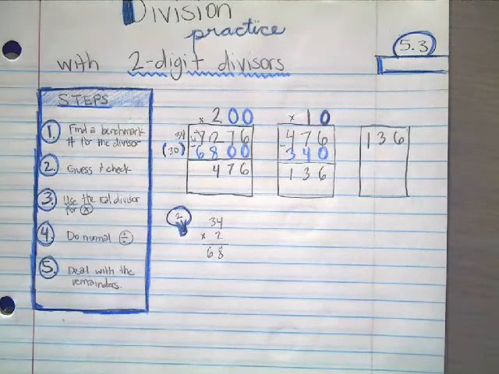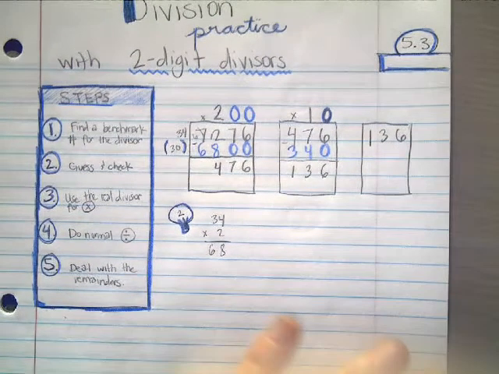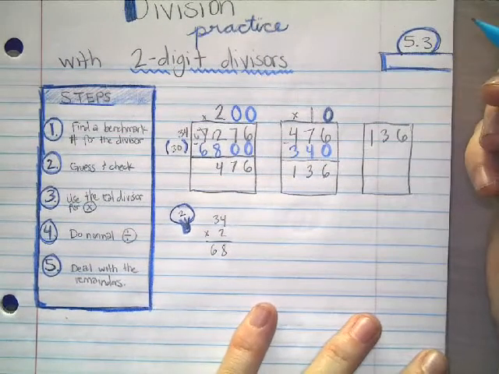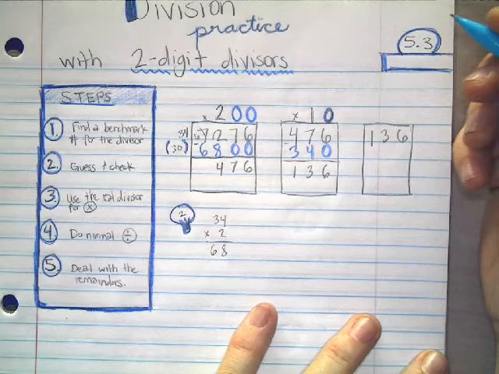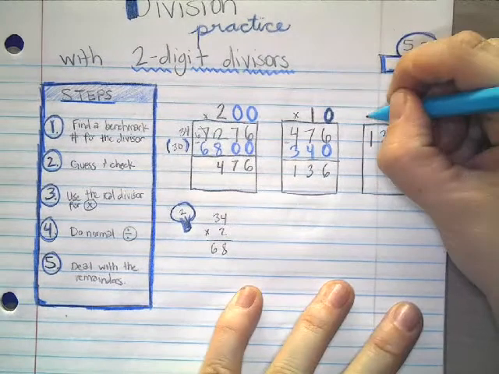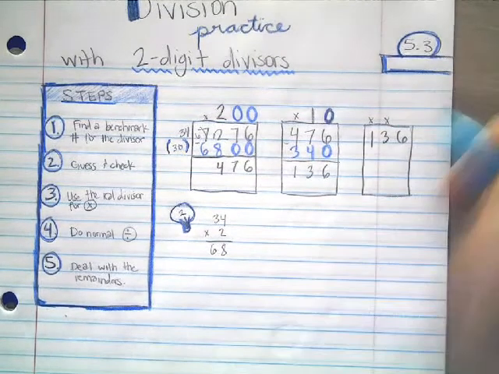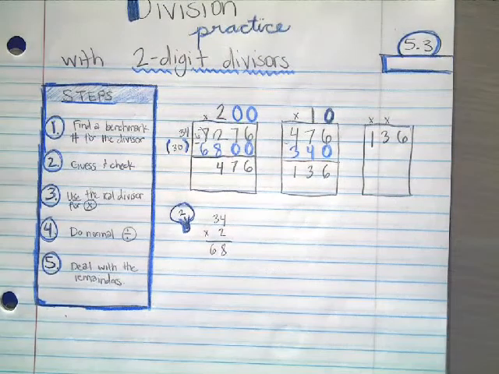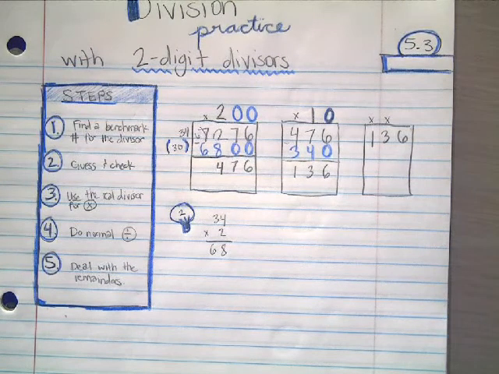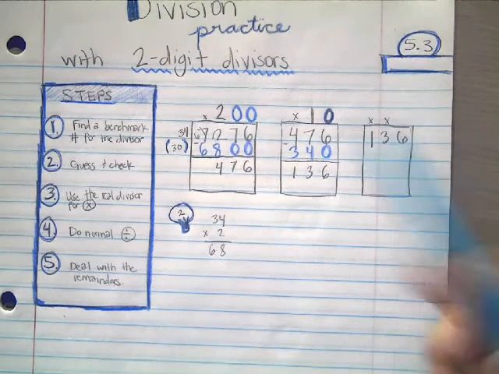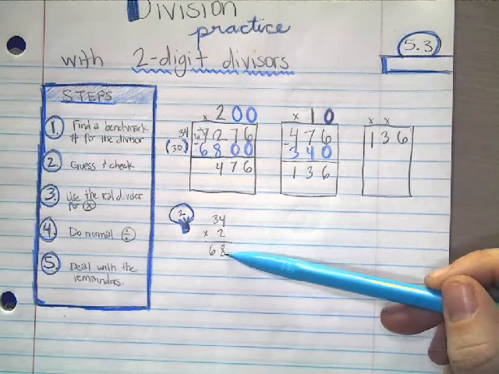Remember, the divisor is still 34, but I use 30 as my guess and check. 34 is not going to go into 1, so I put an X above that, and it won't go into 13, so I put an X above that. So I'm looking for how many times it will go into exactly 136. And remember, there could be a remainder, so it doesn't have to be perfect, but you have to not have any leftovers or remainder that is 34 or more. It has to be smaller than that.